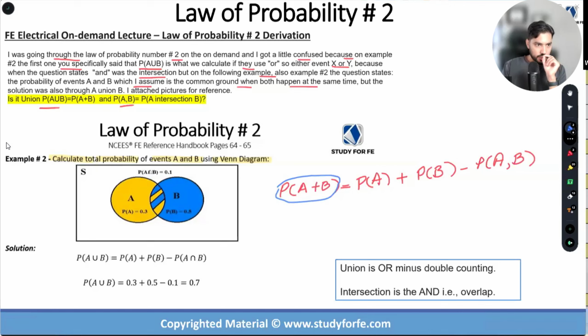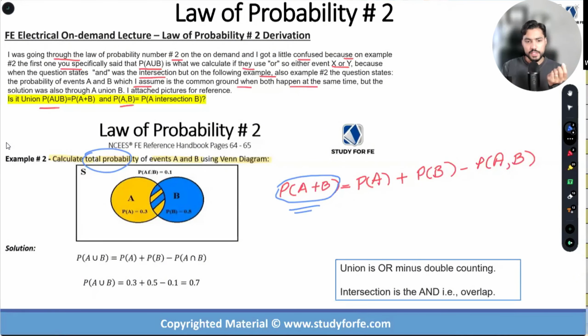Now the student is just paying attention to one small aspect over here, which is the intersection, correct? And he gets fixated on that and then rewords, rephrases, and basically recreates a different question out of it. Calculate the total probability of events A and B. So what am I asking you to do? Probability of A plus B.